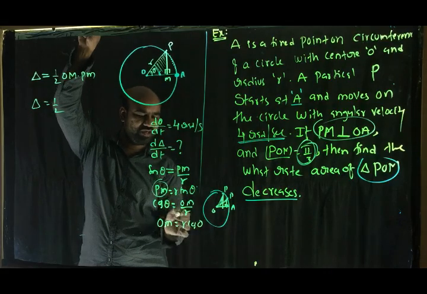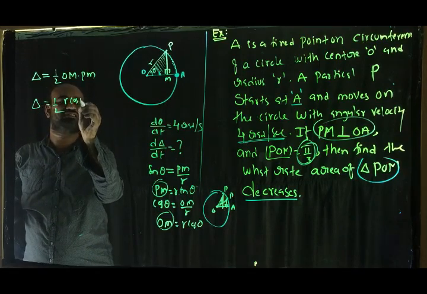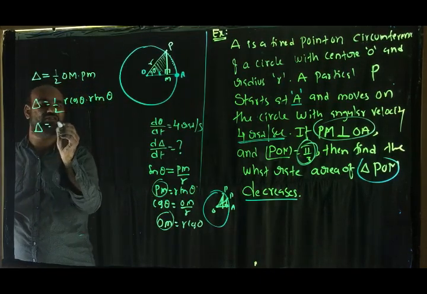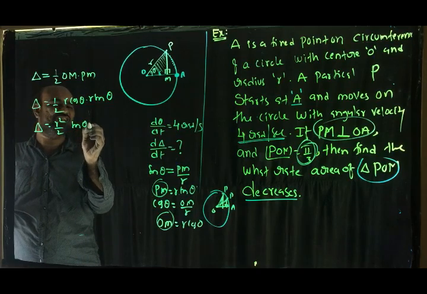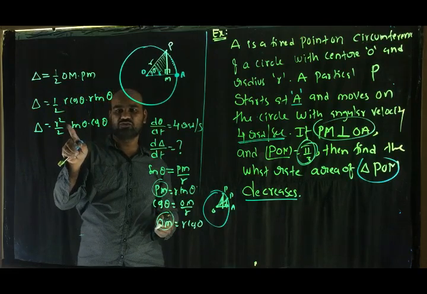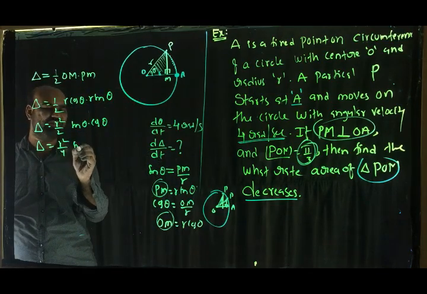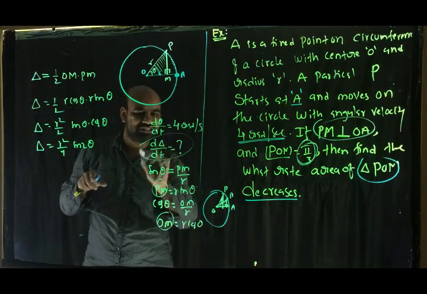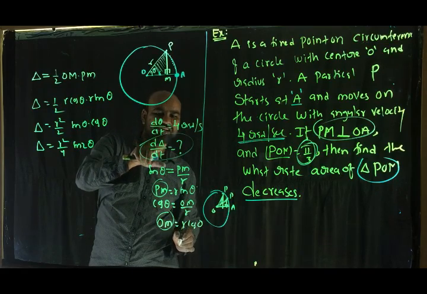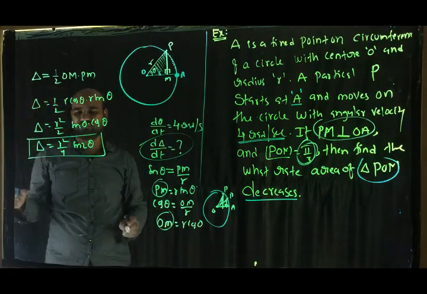Substitute PM and OM here. OM means r cos theta, PM means r sin theta. What happened? Delta equals r square by 2 into sin theta into cos theta. I want to convert this into a single trigonometric ratio. I want a 2 here: 2 sin theta cos theta means sin 2 theta. That's why delta can be written as r square by 4 into sin 2 theta. What do we want? d delta by dt. What is given? d theta by dt. The delta-theta relation we have got.